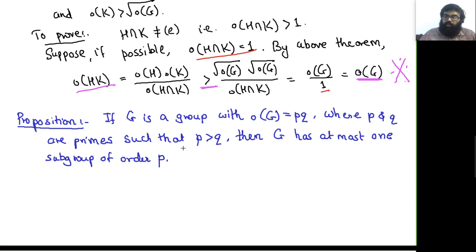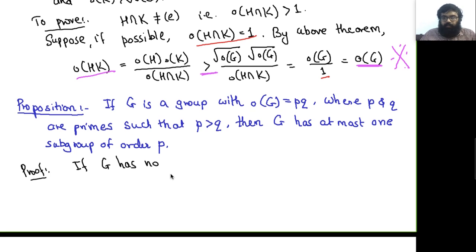So what do we do? We assume, suppose G has two subgroups of order P, then we show that they are equal. So it is at most one. So this is how we prove. So this is the first case which we usually prove. If G has no subgroup of order P, which is not possible, we are going to see. But at least let me write like this. This is not possible. Exactly one subgroup it will have.